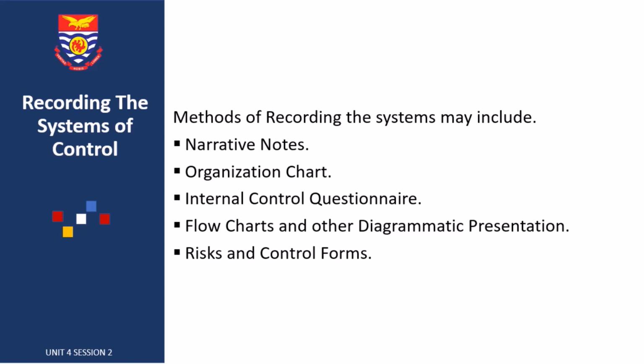Now we have the risk and control forms as the other method. So we have forms of risks and controls that are established in the organization. If you have a risk, what are the forms that you have to fill, and what are the control measures that have to be put in place? These are the methods that are used for recording the control system. You have the narrative note, organization chart, internal control questionnaire, the flow chart and other diagrammatic presentations, then we have the risks and control forms.